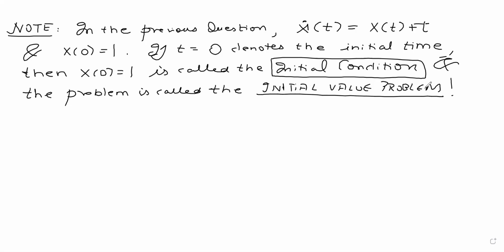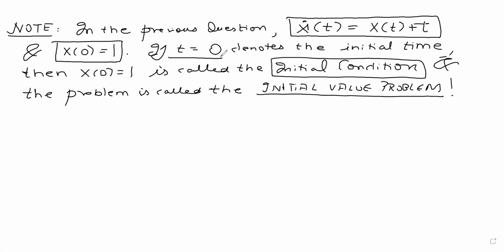I am again revising the note with all students. In the previous question, we had the differential equation x dot, which itself is a function of t, equals x as a function of t plus t. And all of you can recall that we were given (t, x) equal to (0, 1). That means x of 0 is 1. Now t equal to 0 denotes the initial time, and x of 0 equal to 1 is called the initial condition. The problem which we had done in the previous question is called the initial value problem. It's just an important point to note.